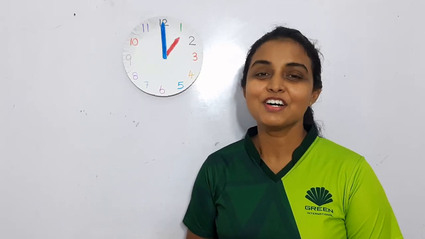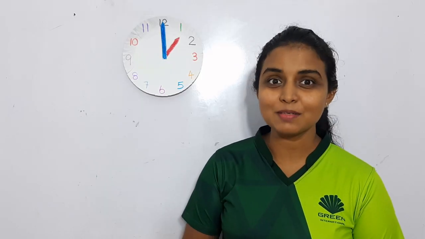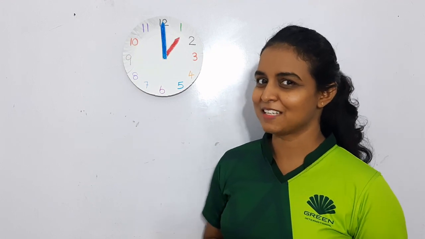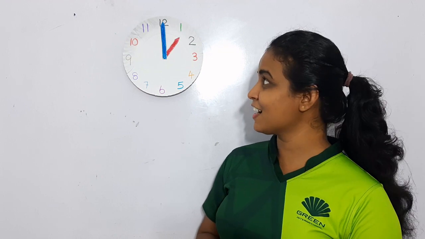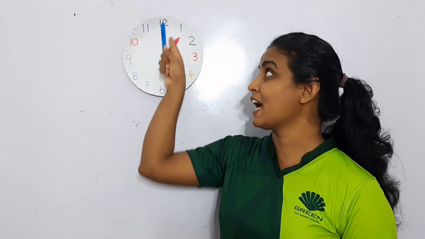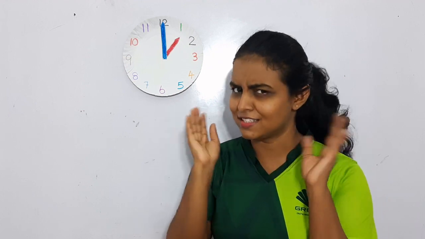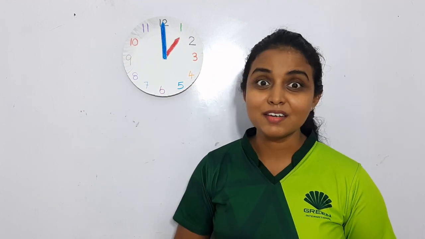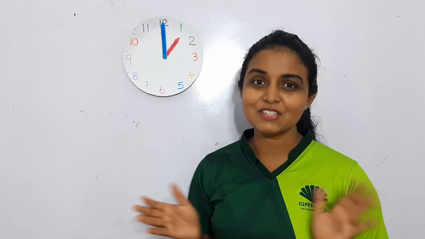Now we are going to sing a beautiful song about the clock. Can you first tell me what's the time now? We know how to tell the time. The short hand is at 1 and the long hand is at 12. What's the time? 1 o'clock. Now it's 1 o'clock and we are going to sing a beautiful nursery rhyme.